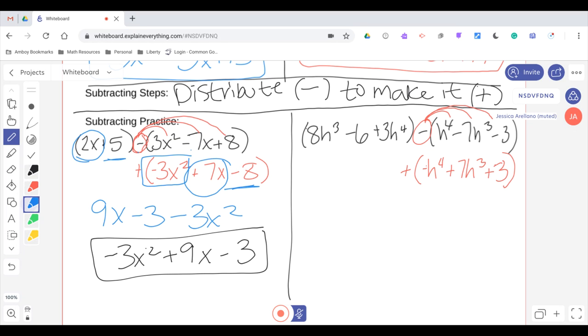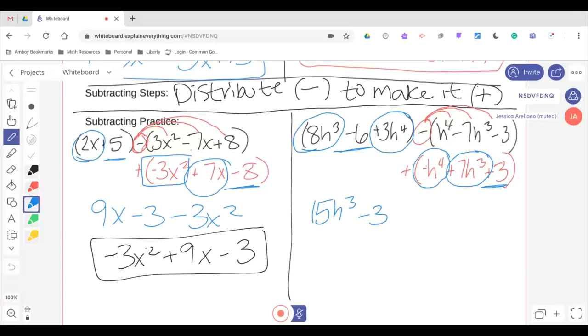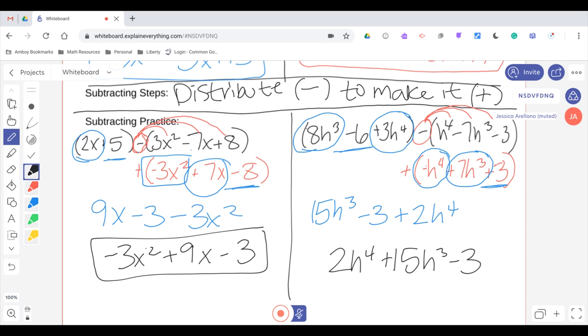When I go to combine, I'm just going to start on the left here. I have 8h to the third and a positive 7h to the third. That makes 15h to the third. Negative 6 plus 3 is negative 3. And then I have a 3h to the fourth and a negative h to the fourth, which makes 2h to the fourth. And then again, I'm just going to rearrange this so that it is in standard form.